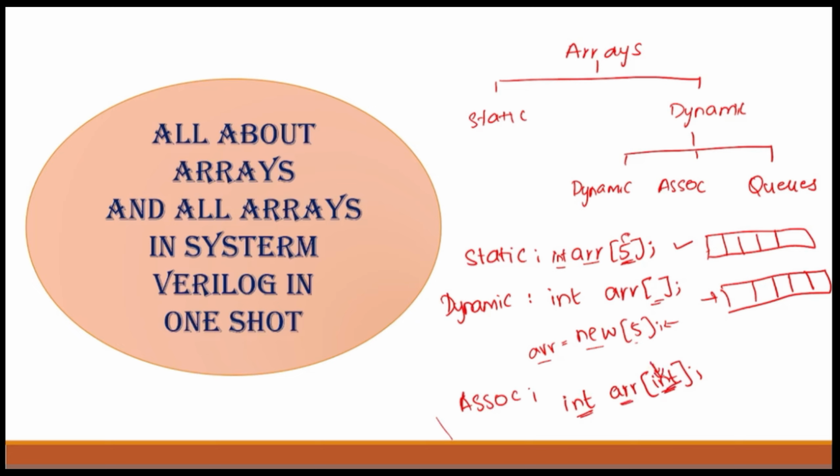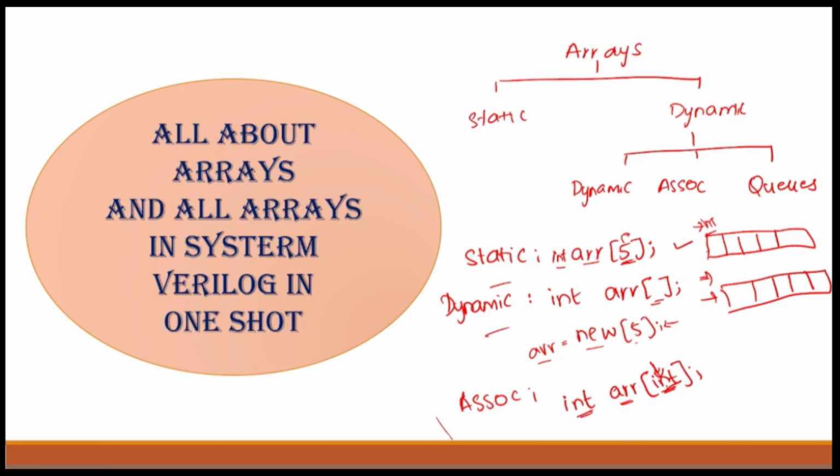Okay, so now what happens here: in a static array and dynamic array, indexes will always be of integer format. But in case of associative array, the indexes can be either int or any kind of data type. They can be real type, they can be string data type, any kind of data type. So that is associative array.